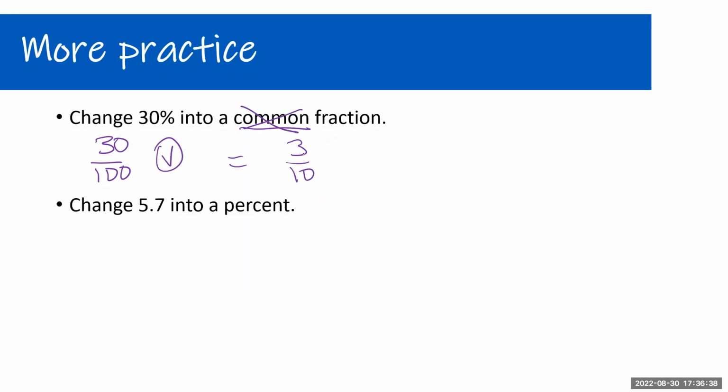What about 5.7 into a percent? Well, remember when we're doing percentages, we want to go to the right. So 5.7, 2 over there is going to be 570%. Remember, to get a percent we multiply by 100. Going the other way, we divide by 100.